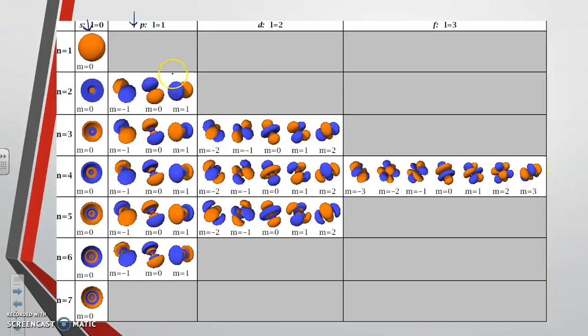In your S sublevel, there's only one way you can orient this, so there's only one orbital, or one orientation. In the P sublevel, we can orient this around the X, the Y, and the Z axis, so there are three orbitals. Here we have 5 different ways that we can represent it around the X, the Y, and the Z axis, so this has 5 orbitals. And this one has 7 different ways that we can represent it, so there would be 7 orbitals.